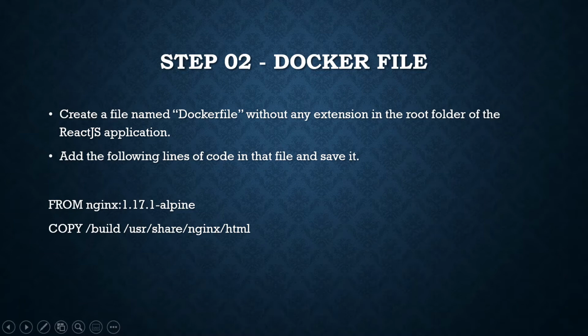Now you have to create a file called a Dockerfile, without any extension, in the root folder of your ReactJS application, and then add the following lines of code in that file and save it.